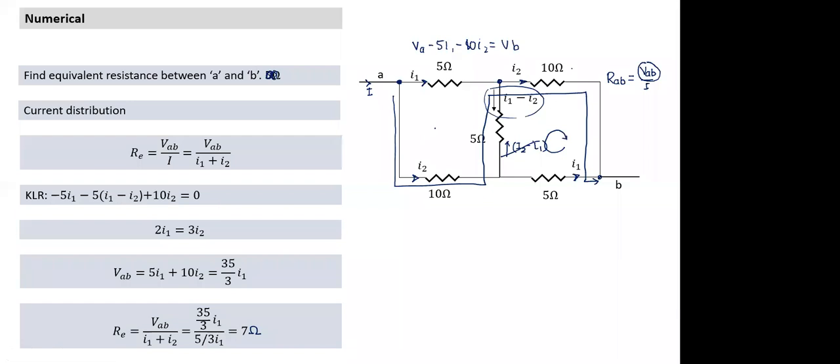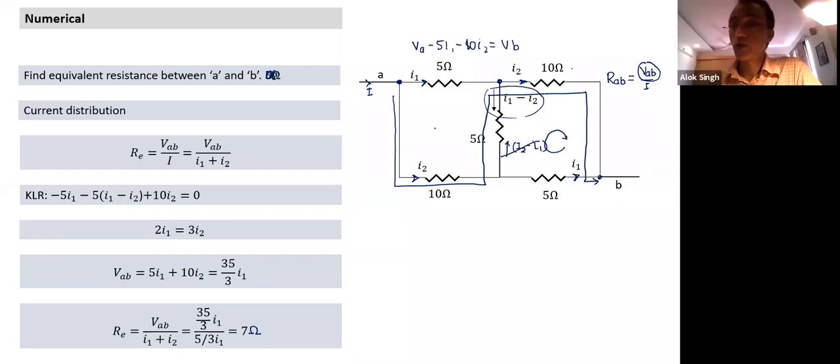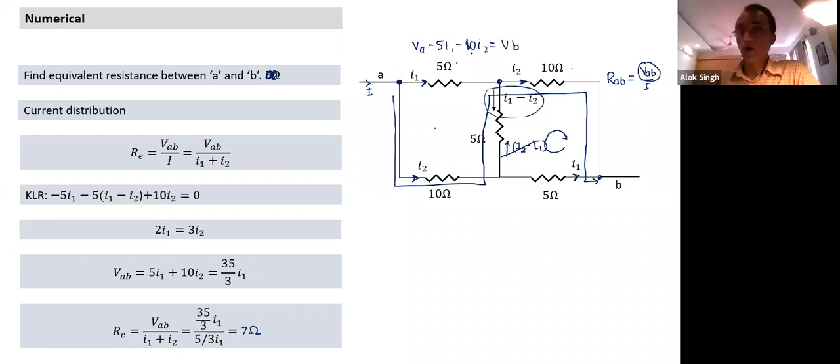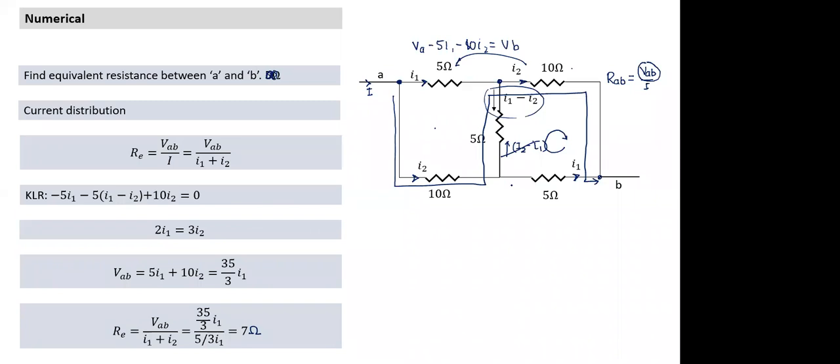Sir, when we interchange the 10 and 5 ohm resistors on the right hand side, replace 5 with 10 and 10 with 5, it becomes a balanced Wheatstone bridge, right? If we interchange only one of them, basically this top one, and we don't interchange the bottom one, then it becomes a Wheatstone. Yes, sir. So then the equivalent resistance decreases to 20 by 3.